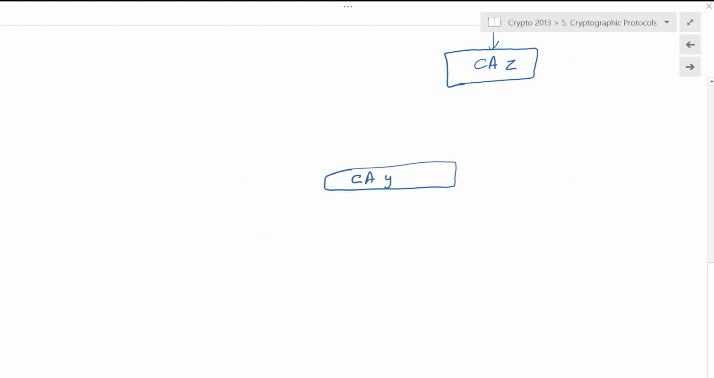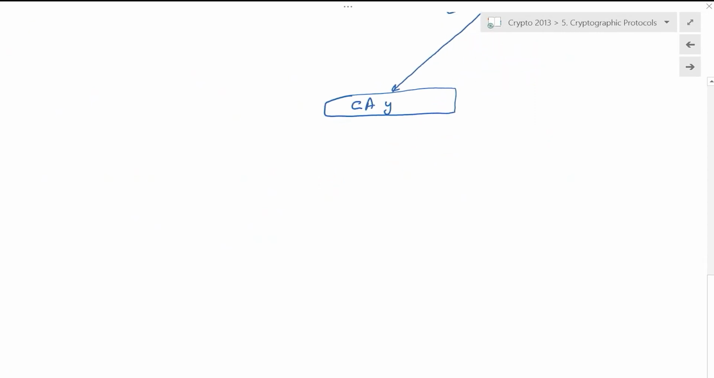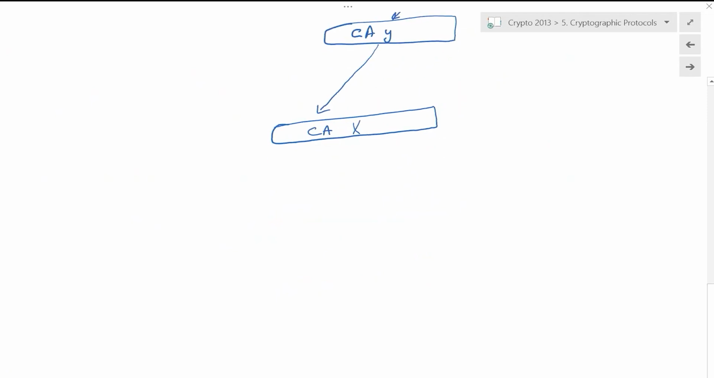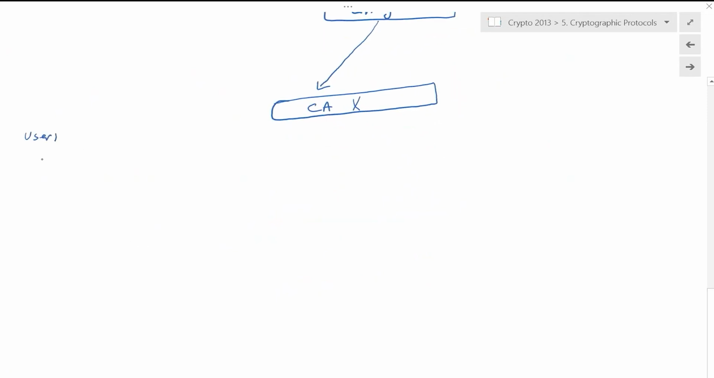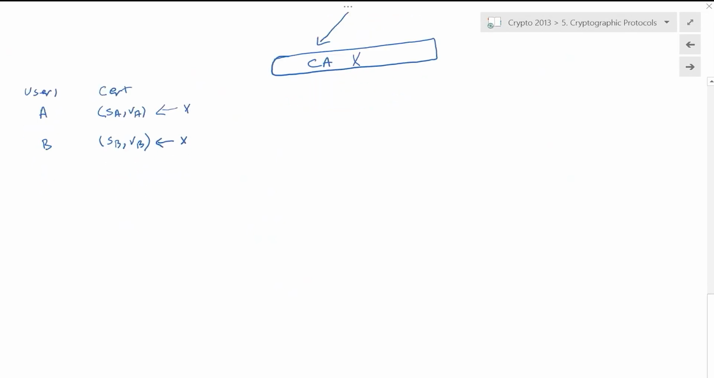certificate authority Y, sign a certificate for another guy, and this guy would also create a certificate and sign it for some other CA X. Then these users, we have Alice, we have Bob, they get a certificate, and then in their certificate it says that this is the signature key for Alice, verification key for Alice, signature key for Bob, verification key for Bob, and these things are signed with certificate X. This notation means signed or verified.